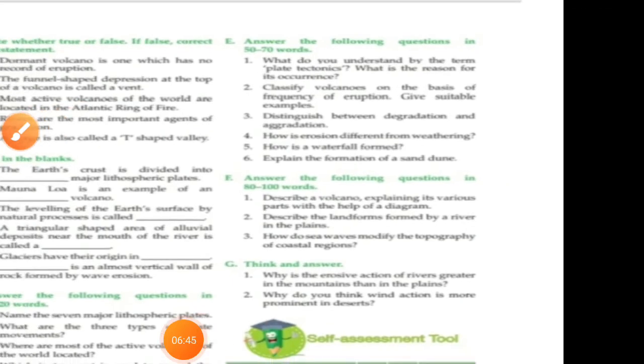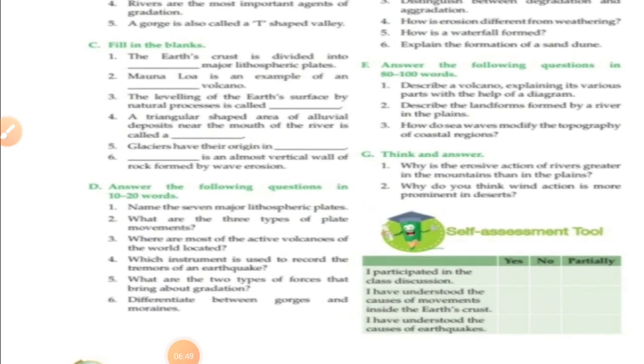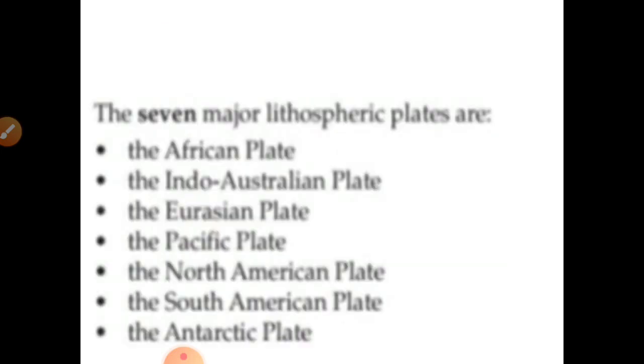In D part, the first question is: name the 7 major lithospheric plates. Students, this answer is also given on your book's page number 108. The 7 major lithospheric plates are the African plate, the Indo-Australian plate, the Eurasian plate, the Pacific plate, the North American plate, the South American plate, and the Antarctic plate.